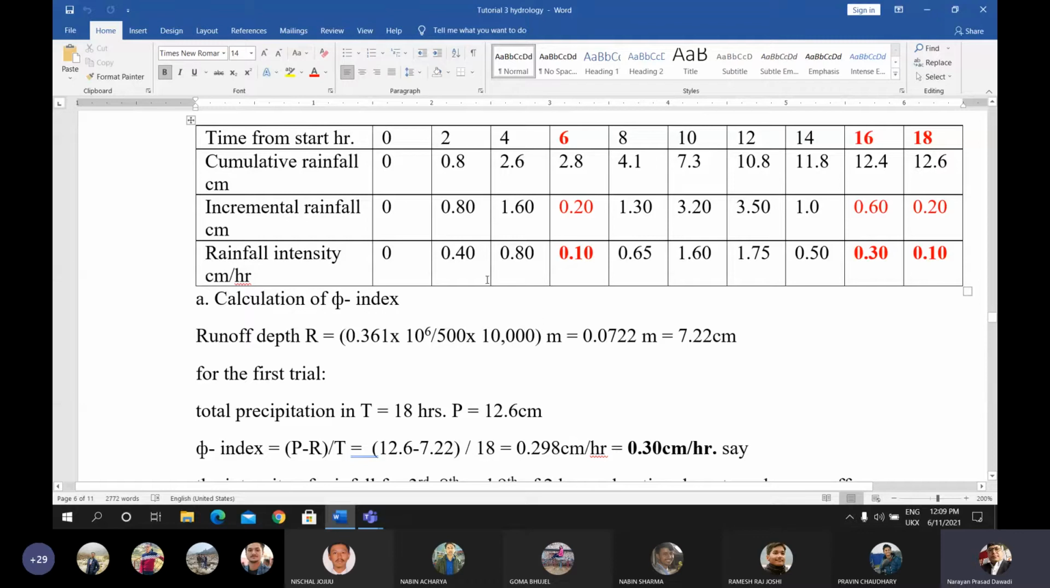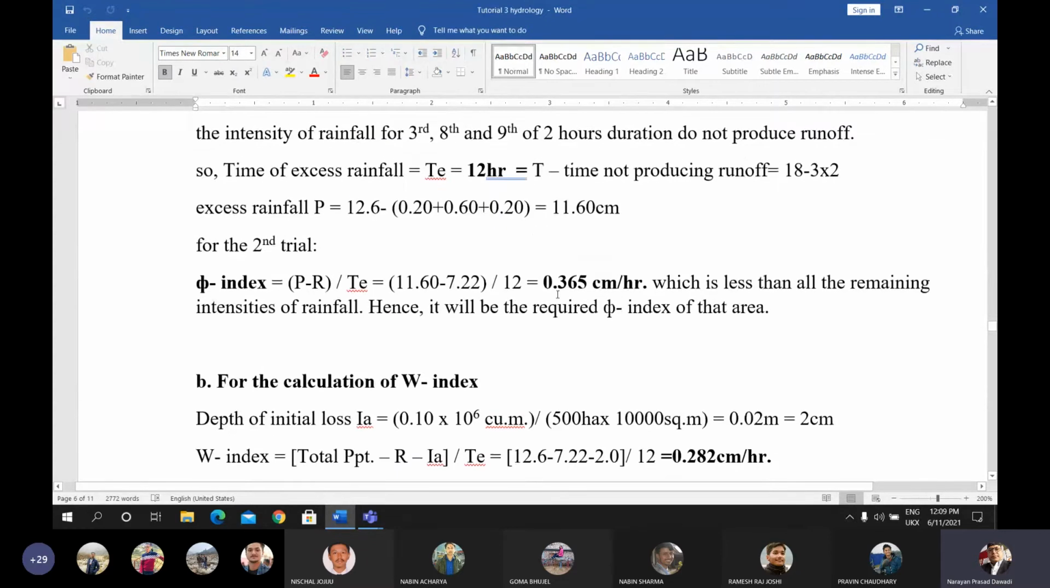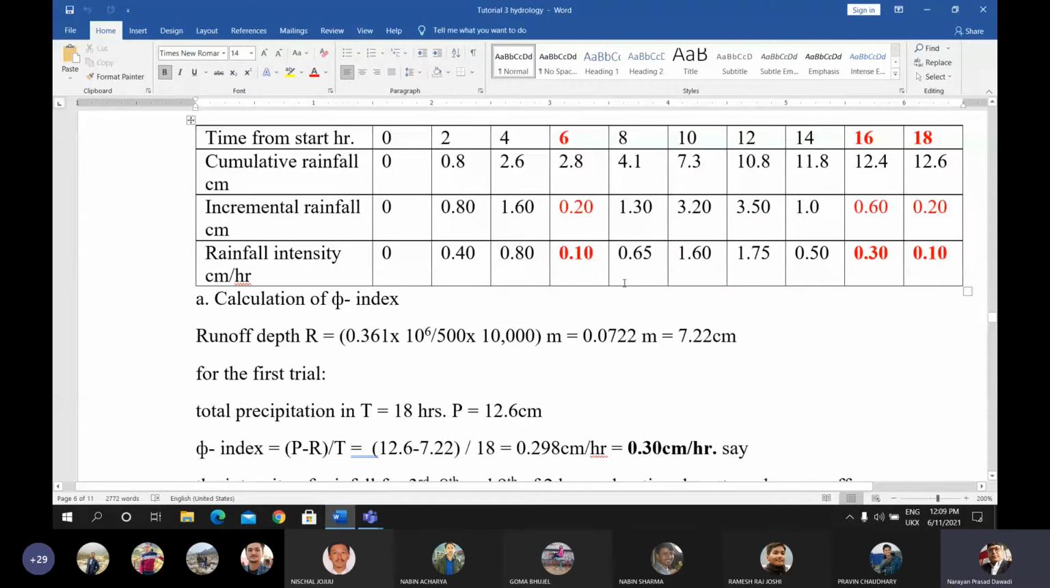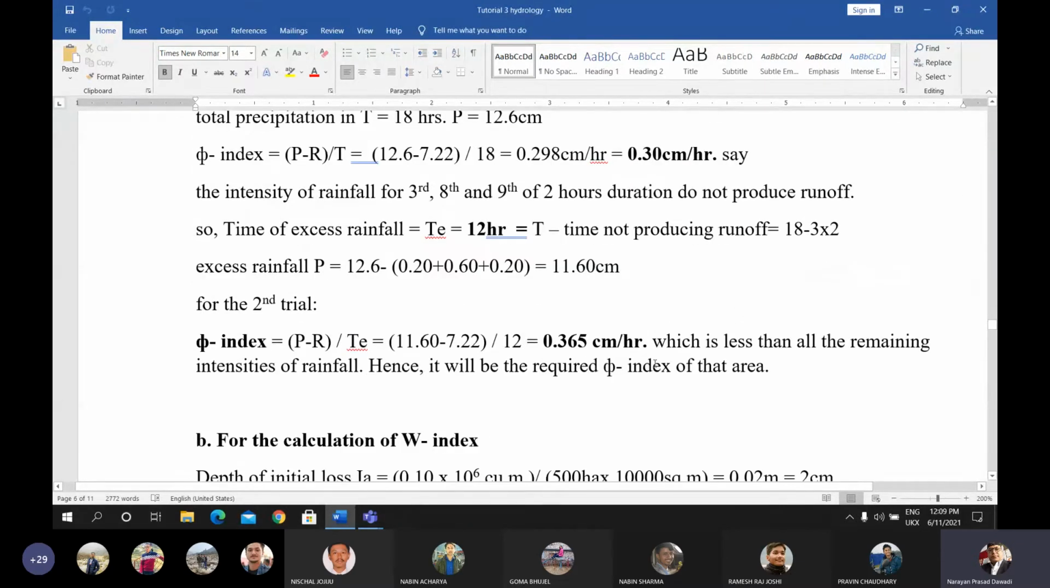Okay, but for our case, after the second trial, this phi index is the absorption capacity of the soil, which is less than the remaining intensity of the rainfall. That's why it is the average rate of infiltration of the soil. Okay, this is the phi index.